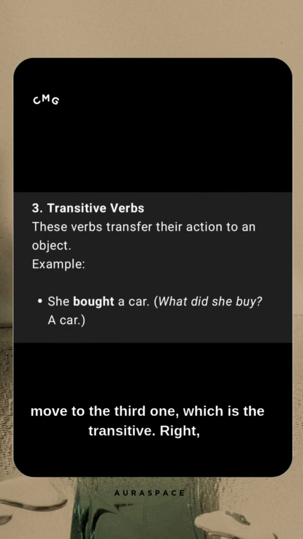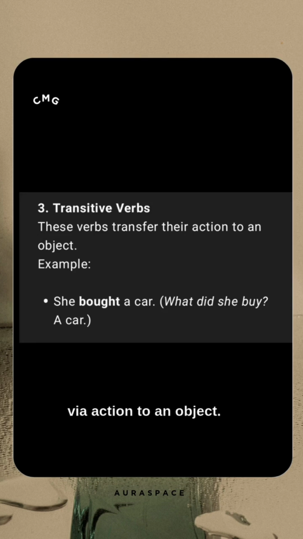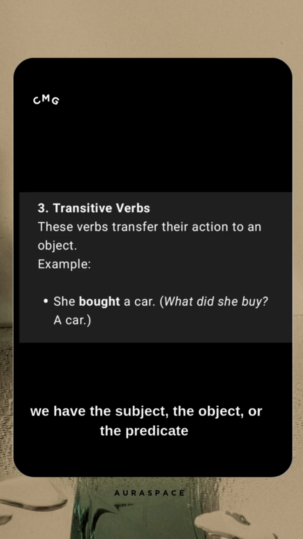So now let's move to the third one, which is the transitive verbs, and then intransitive verbs. With the transitive verbs, what are they? These verbs transfer their action to an object. You will appreciate this better when we start talking about sentence structure, where we have the subject, the object, or the predicate aspect of a sentence.